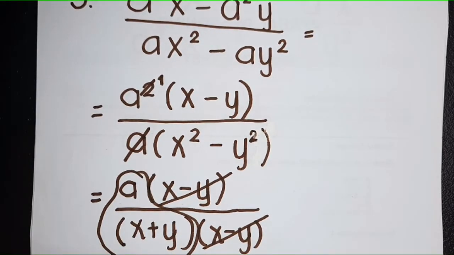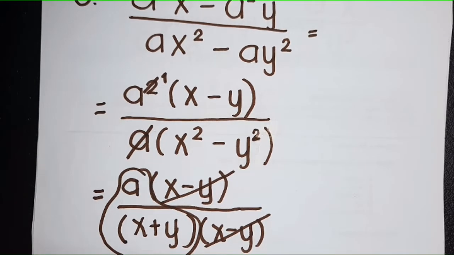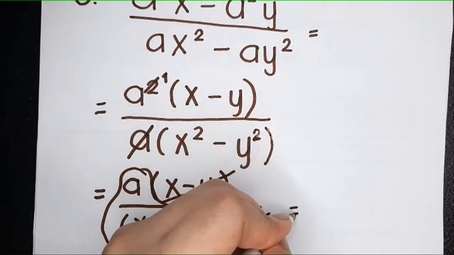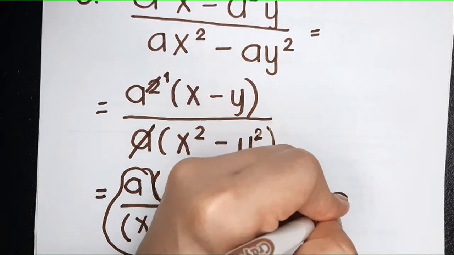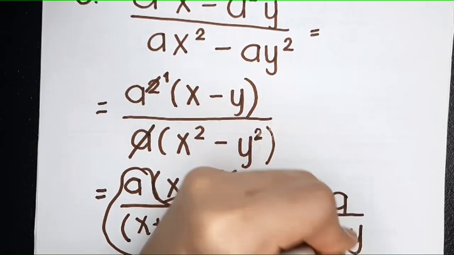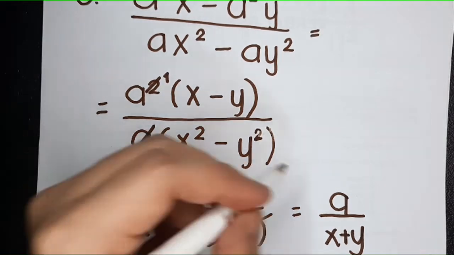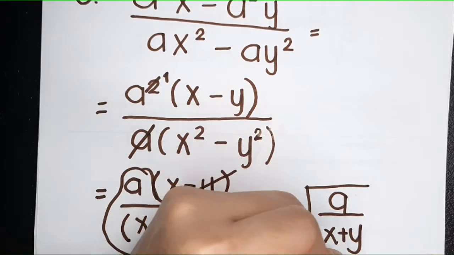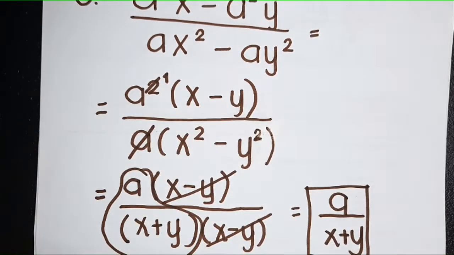That one. Okay? That's our final answer. So I'm going to write it here again. So it's a over x plus y. This is the simplest form.